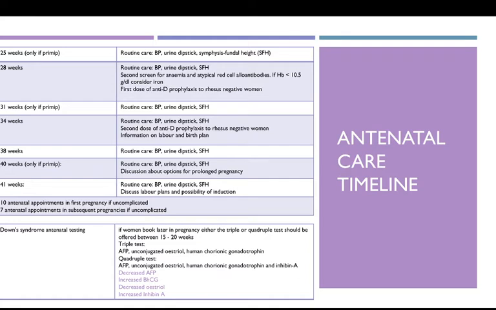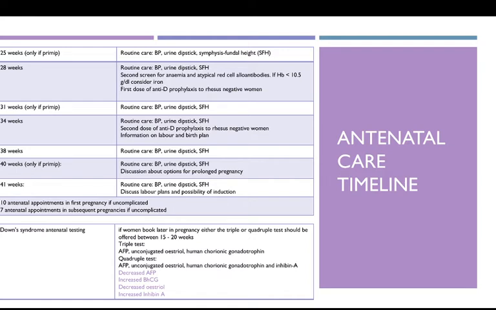Okay, you would then, only if you're a first-time mum, have another routine appointment at 25 weeks. This will involve blood pressure, urine dipstick, and an SFH measurement. At 28 weeks, again, same things: blood pressure, urine dipstick, SFH. You could have a second screen for anemia and atypical red cell alloantibodies. And if your hemoglobin is less than 10.5, you're considered for iron. If you're rhesus negative, which you would have found out at your first blood test, you would be given your first dose of anti-D prophylaxis.